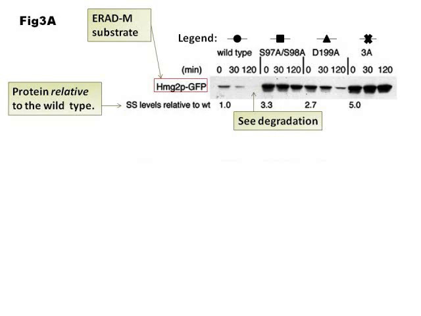Moving to the right, the next heading represents a mutant form of HRD1P in which serine 97 and serine 98 have both been mutated to alanine. These mutations appear to have lessened the degradation, as you can see a dark band even after 120 minutes has passed. This pattern was also seen for another mutant in which aspartic acid 199 was mutated to alanine.